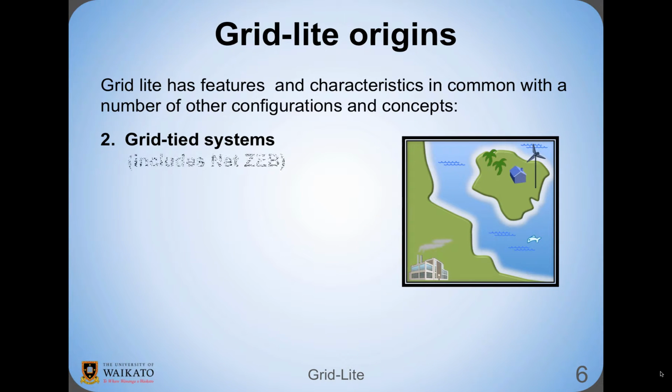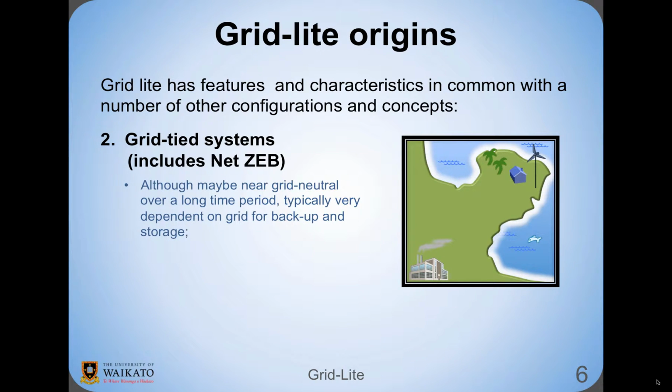The next model to consider is the grid-tied system, which is generally quite dependent on a connection to the grid, so it's better characterised as a peninsula. I include the net zero energy balance model here, since the form is identical. Net ZEB simply has a proviso that over a given period of time, normally defined as a year, the locally generated energy is equal to the locally consumed energy. But in order to achieve that, these configurations are also very dependent on the grid in the shorter term for backup supply and storage.